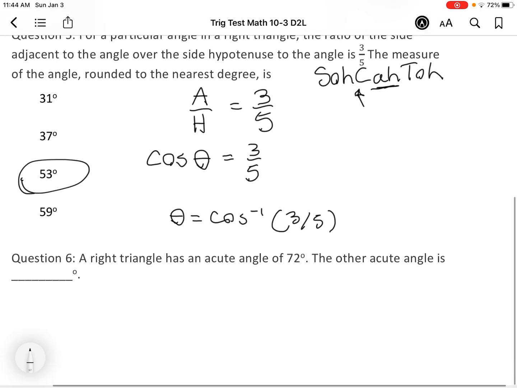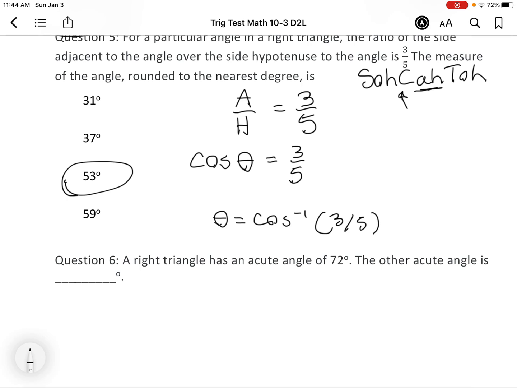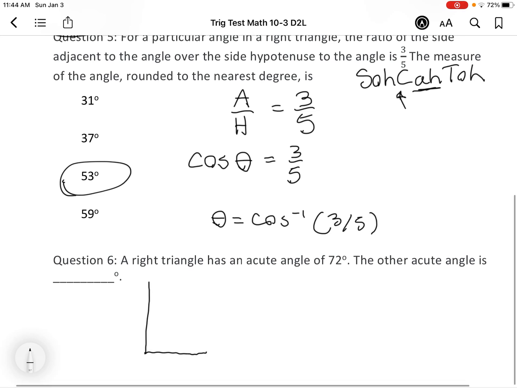Okay. Question 6. A right triangle has an acute angle of 72 degrees. The other acute angle is what? Well, this is where if you don't know what to do, it's actually helpful to create a drawing. So that's what I'm going to do. A right triangle. So I'm going to draw a right triangle. Well, a right triangle has a 90-degree angle. A right triangle has an acute angle of 72 degrees. That's this over here, or one of them anyway, 72 degrees. What's the other acute angle? Acute means it's less than 90.